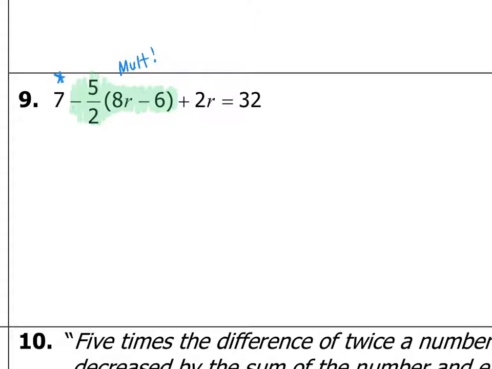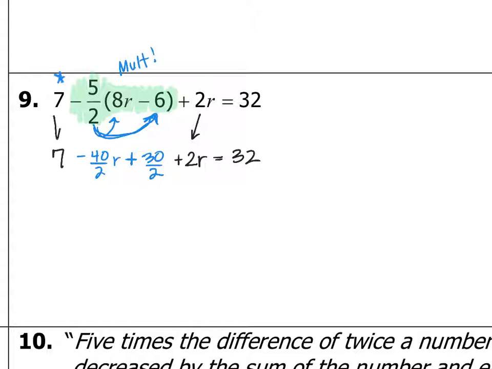So as a result, let's distribute. -5/2 times 8 is -40/2, and I will fix that in a minute. -5/2 times -6 is positive. Negative times a negative is a positive 30/2. And then I'm going to bring down the 7, and I'm going to bring down the +2r. So notice how all we took care of in blue was the distribution of -5/2 into the parentheses. So I'm going to clean this up. 40/2 is 20, 15, okay. So we took care of the distributive property.